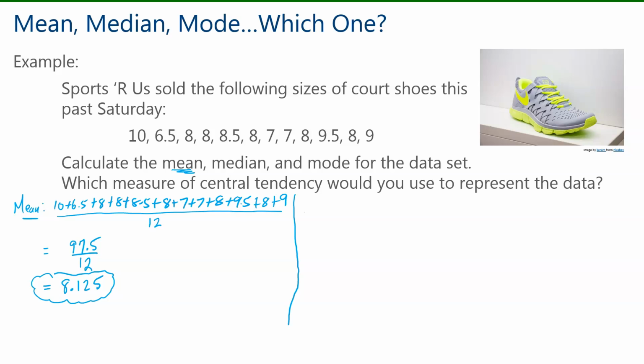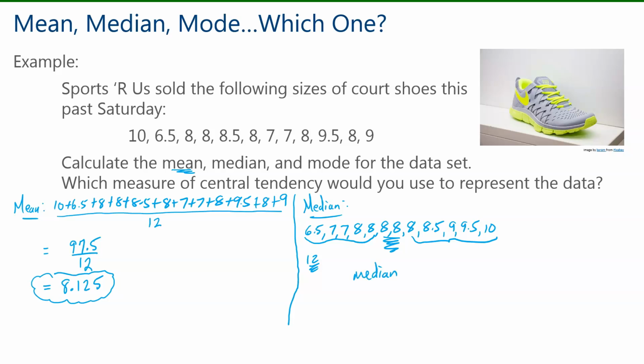Let's have a look at the median. To determine the median, we will first organize our data from least to greatest. 6.5, 7, 7, 8, 8, 8, 8, and another 8. Then 8.5, a 9, 9.5, and a 10. 12 pieces of data. That's an even number, so we will have two middle values. I can group 5 pieces of data on the left, 5 pieces of data on the right. The two middle pieces are the same value, so we hardly need to calculate the mean of those two values. Our median will automatically be 8.